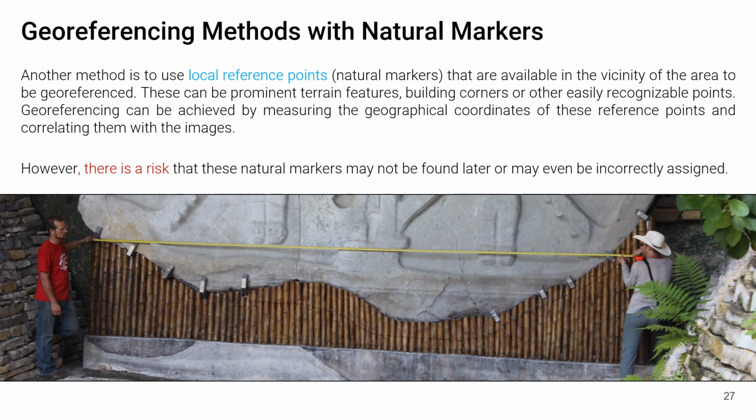Another method is to use local reference points, so-called natural markers, that are available in the vicinity of the area to be georeferenced. These can be prominent terrain features, building corners, or other easily recognizable points. Georeferencing can be achieved by measuring the geographical coordinates of these reference points and correlating them with the images. However, there is a risk that these natural markers may not be found later or may even be incorrectly assigned.